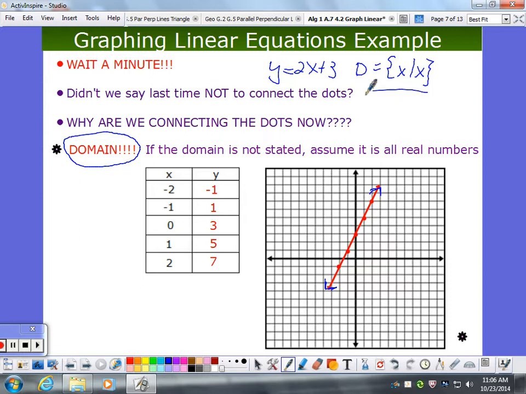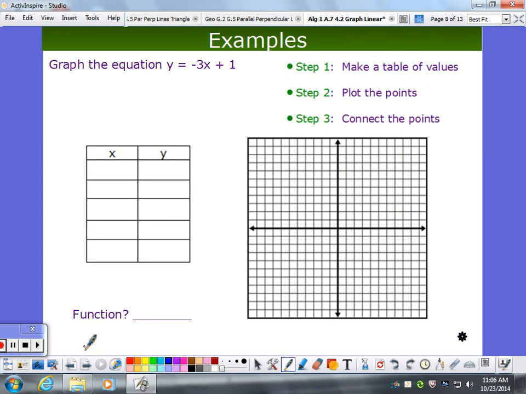Unless it says otherwise, domain is all real numbers. So when I look at some other examples here, like on the back, it says graph this equation. Now it doesn't say what the domain is, so that means find all the solutions. Basically saying find all the solutions that work, all the xy pairs that make it true. That means I have to know for every x value what it's going to look like. So I pick a sample of values.